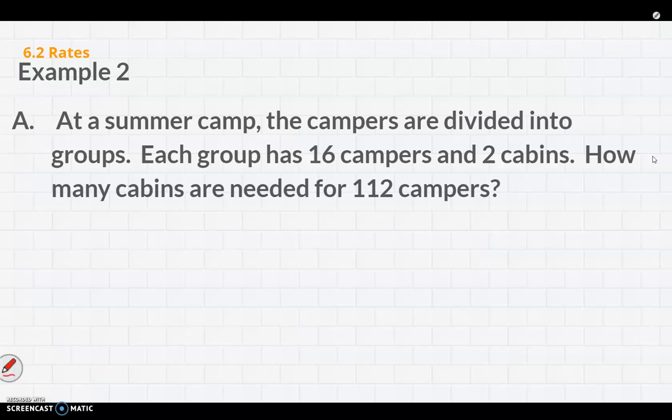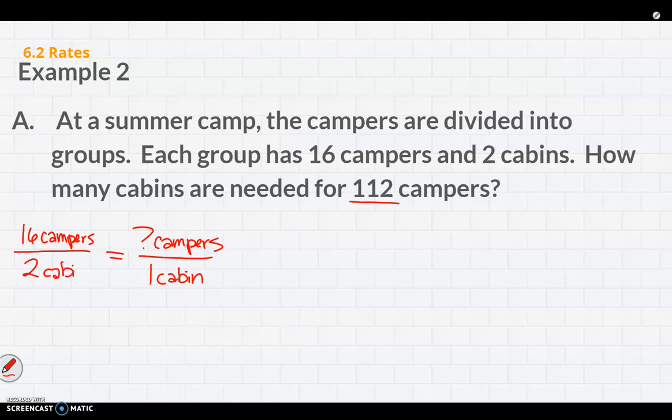So I'm going to find the unit rate first of all to figure out how many campers per 1 cabin. Okay, I want to know how many campers are there going to be in 1 cabin. That will help me figure out how many cabins are needed for 112. Well, the rate that they gave me was 16 campers can fit into 2 cabins. Okay, again, to find your unit rate, divide each by the denominator. Okay, 2 divided by 2 is 1, 16 divided by 2 is 8. So you're telling me 8 campers per 1 cabin.